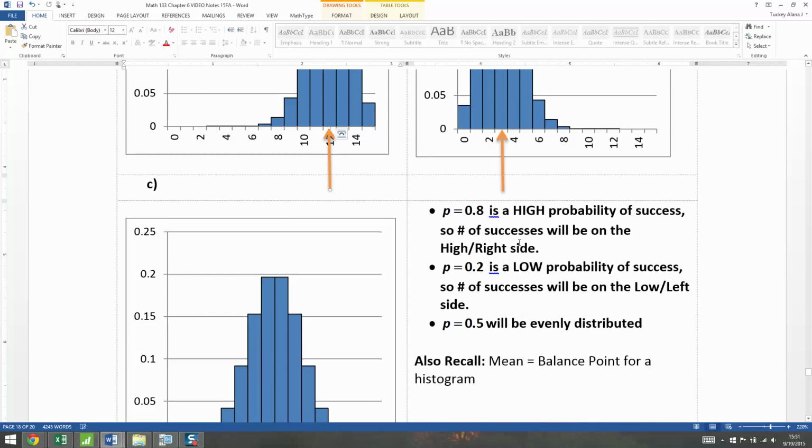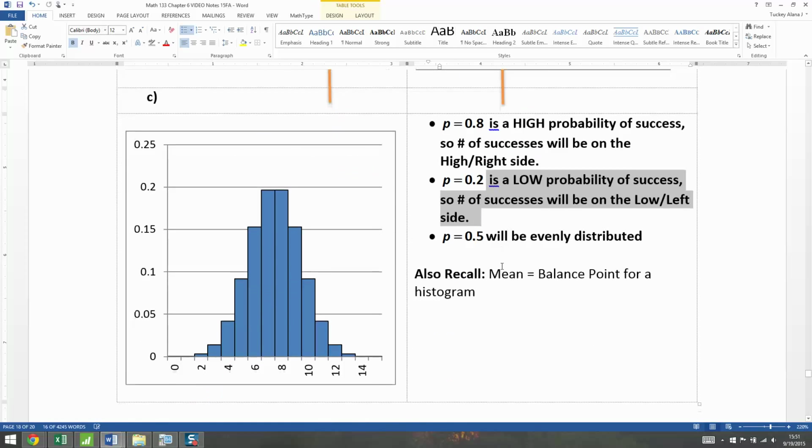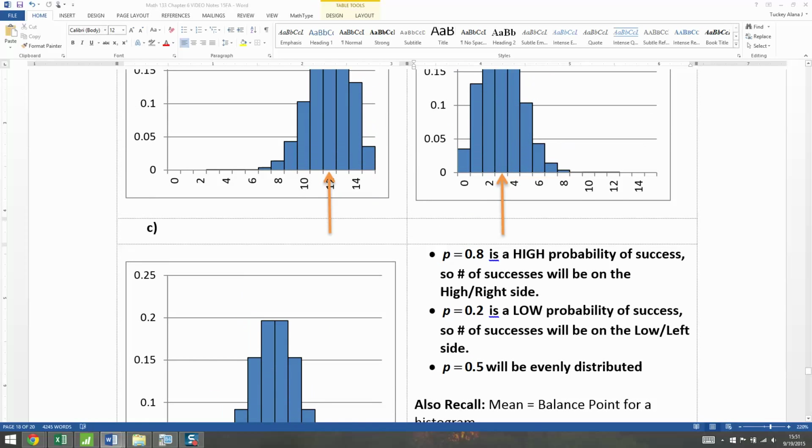So you can think of it as, look, high chance of success is going to put your highest values on the right-hand side. Low chance of success is going to put your probabilities at the low side. Fine. Or you can also think of the mean as the balance point for that histogram, and then use that. Whichever way makes you happy, you just have to be able to explain it.